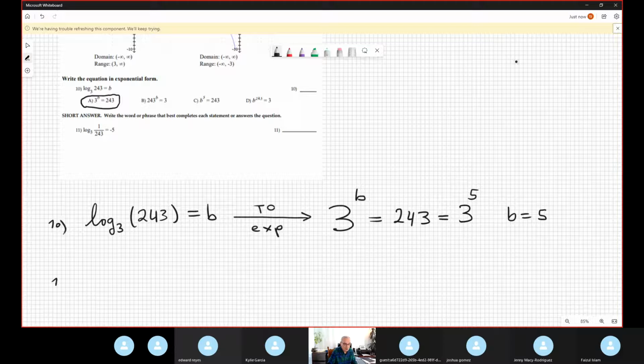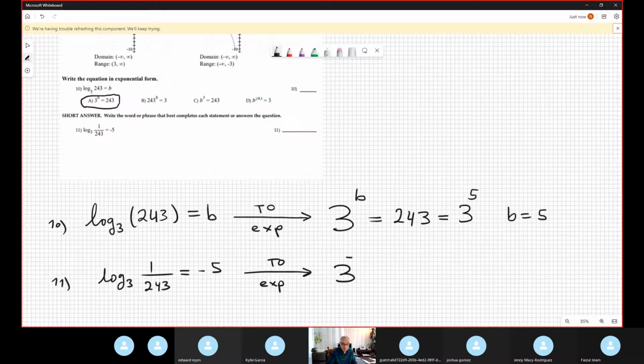Now number 11 is very, very similar. You have logarithm base 3 of 1 over 243 equal -5. Oh, but in this case, give me the answer, no? And you change it one more time to exponential. The base is 3. The exponent is -5. And the answer should be 1 over 243. Okay, and this is true, of course, because it's the same example, but the exponent is negative, and when the exponent is negative, it's reciprocal. 1 over something.